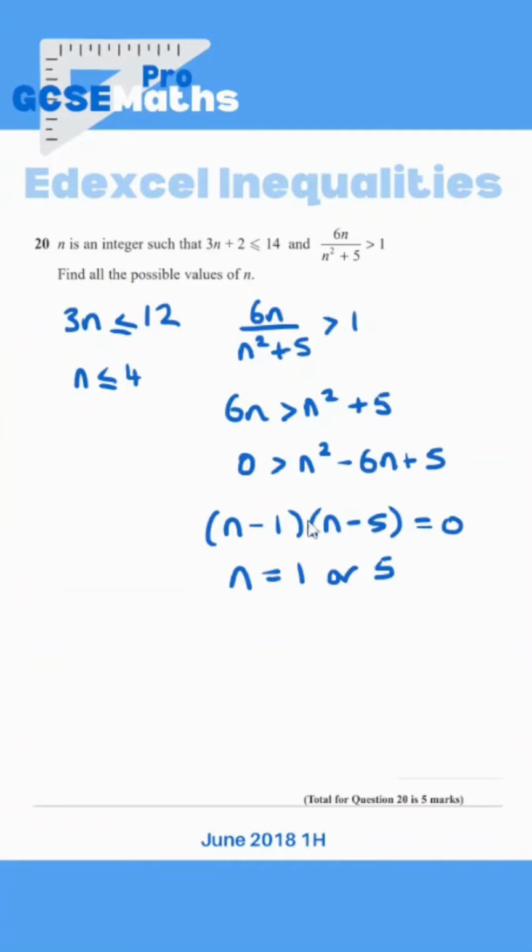Now is when I need to put the inequality back in. Because the inequality symbol is facing the 0 and away from the quadratic, that tells me I need to give my answer as a range. So n must be between 1 and 5.